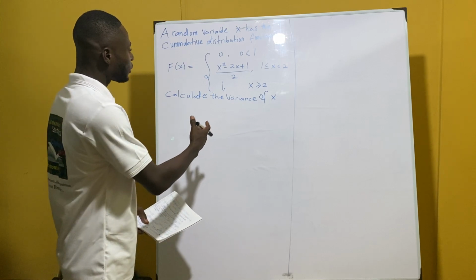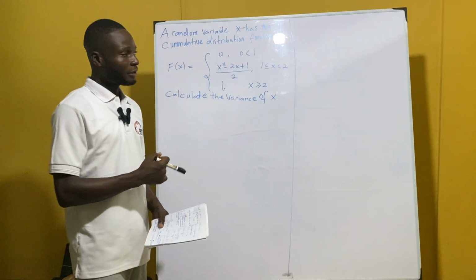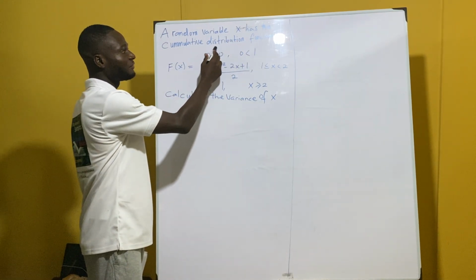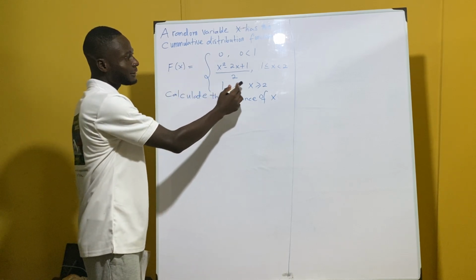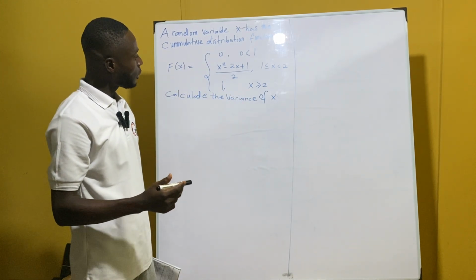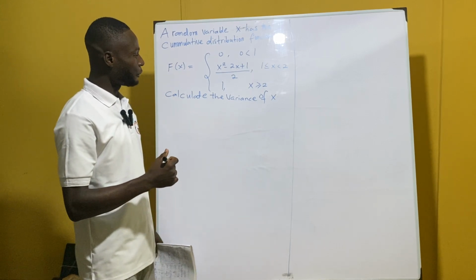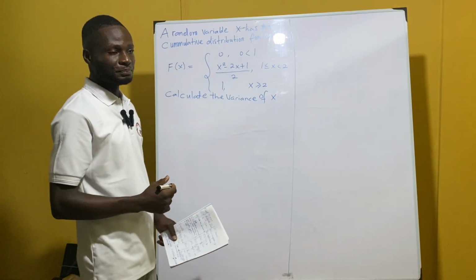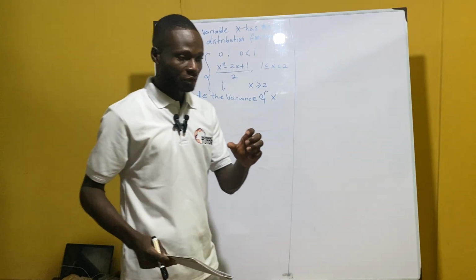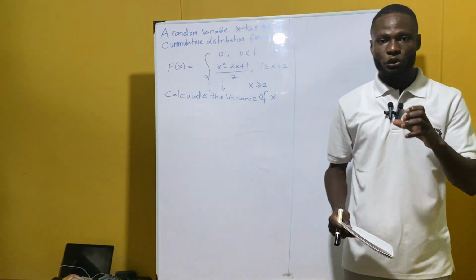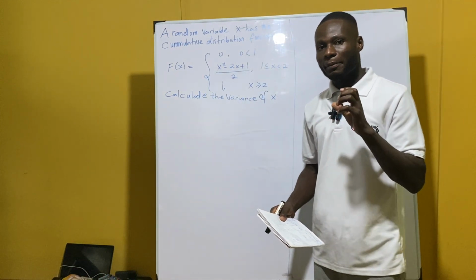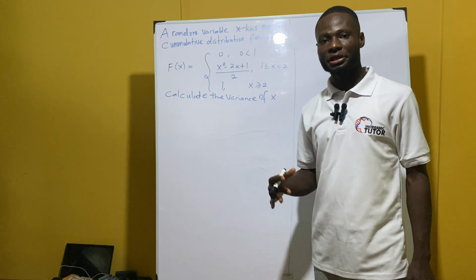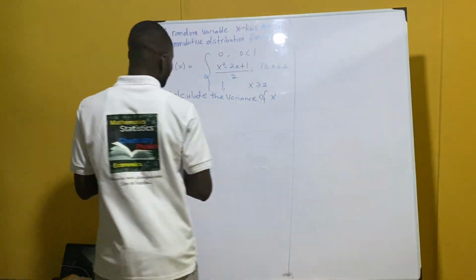All right, so let's look at how we can deal with this particular problem on the board. The question says a random variable x has the cumulative distribution function, which is the CDF, all right? And we want to calculate the variance of X from this CDF. So first, if you have a function in the CDF form and you want to calculate the variance, we have to first convert the CDF form into a PDF form, right? So now, how do we do this?